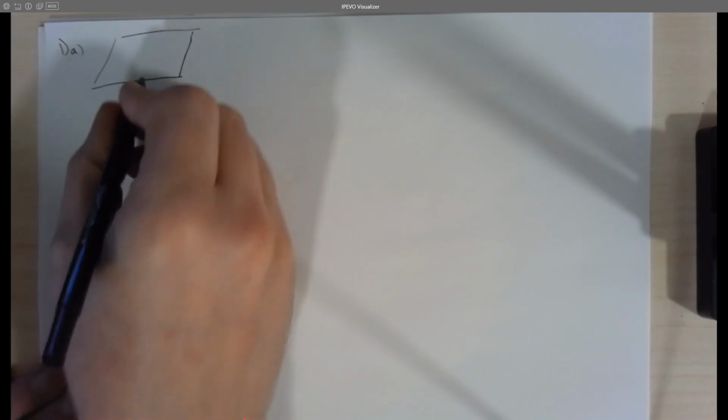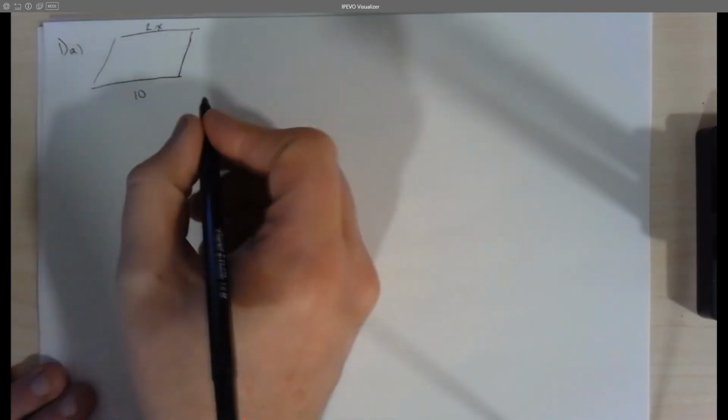We are told that we have a side length here of 10. We have a side length up top of 2x. We have an angle here of 72 degrees and an angle here of y degrees. We have to figure out x and y. So let's start with x.